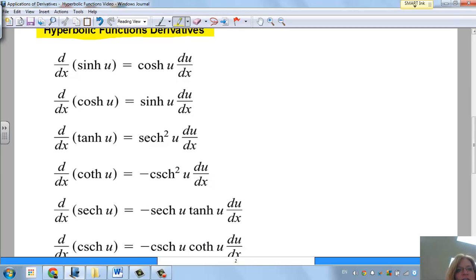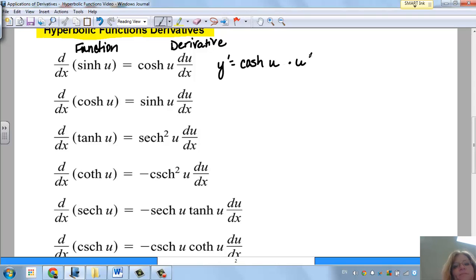I think I can get mostly on the screen here. The derivative of hyperbolic sine of u is cosh u du dx. So this is going to be the same as what we've done before. I want you to make a derivative card where this is my function on this side, and this is the derivative on this side. And don't forget the chain rule. Okay? So on this side, just to show you, y prime is hyperbolic cosine of u times u prime. And continue on. So the derivative of hyperbolic cosine is hyperbolic sine of u times u prime, etc., etc.